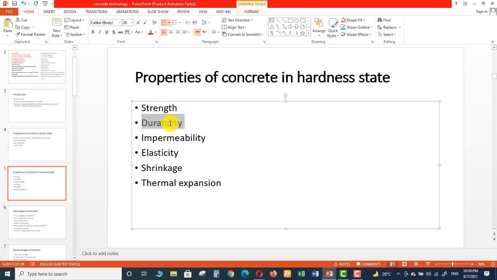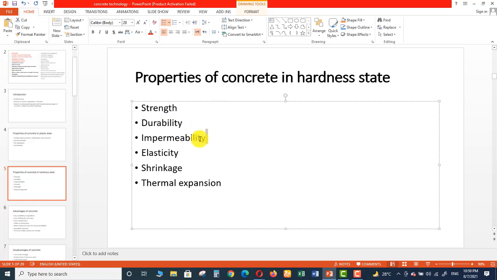The second property is durability. As its name shows, it should be durable. So what kind of concrete do we call durable concrete? Durability is defined as the period of time up to which concrete in hardened state withstands the weathering effects satisfactorily. This property is mainly affected by the water-cement ratio. Most of the time the durability of concrete is affected by the ratio of water and cement. A good quality concrete in its hardened state must be durable.